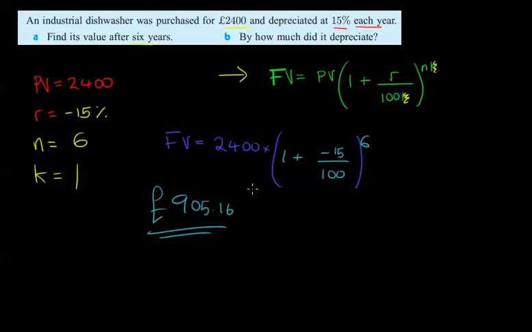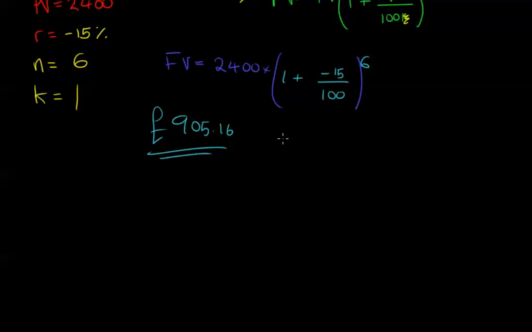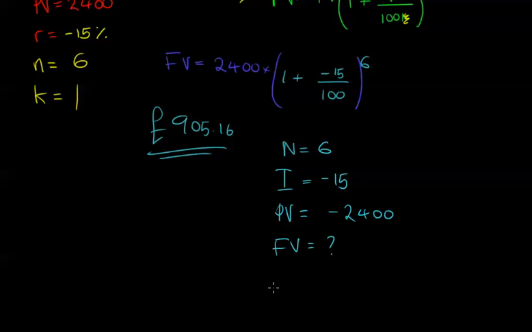Now let's just do the same thing with the financial solver. So again, let's write down our parameters. N is going to be 6 years, sorry. Our interest rate is going to be minus 15. The present value, again, we need to type in minus 2,400. The future value is a question mark against that. And the compounding period is just going to be 1.